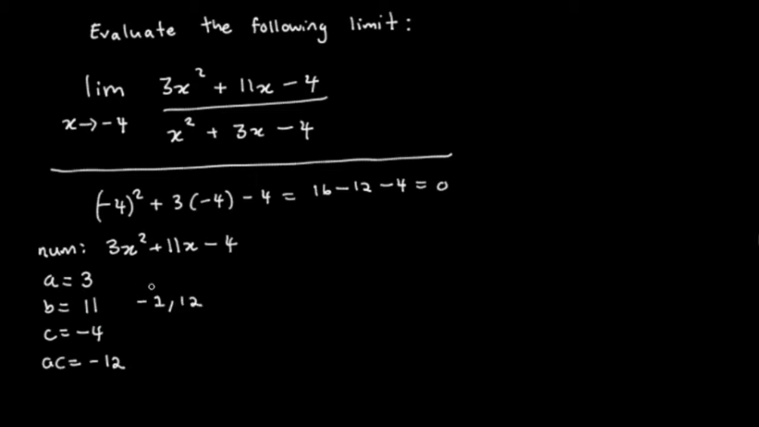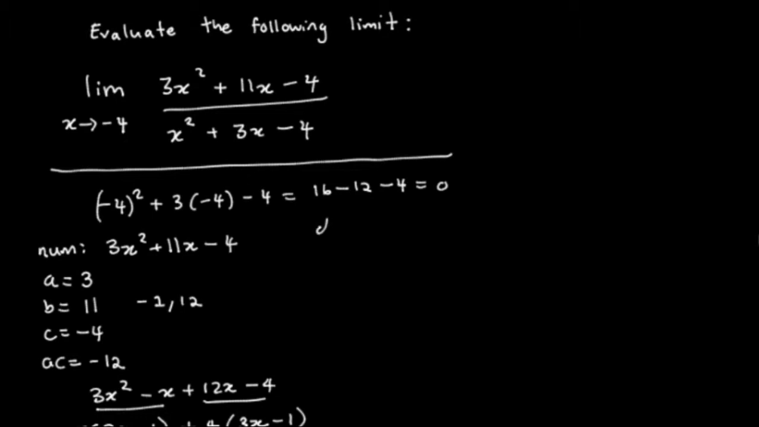12. I'm going to use these coefficients to replace the middle term, so we get 3x squared minus x plus 12x minus 4. I'm going to factor these two, and these two, so you get x(3x minus 1) plus 4(3x minus 1), and when the inner factors are the same, you can just group them together, factoring by grouping, so you get (x plus 4) times (3x minus 1). Okay, so this is our numerator factored.